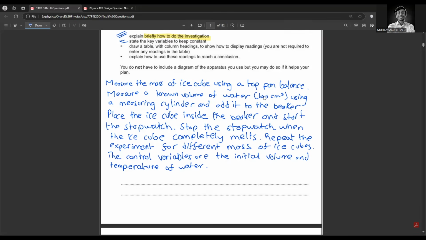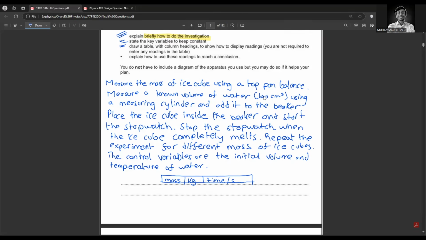Now you have to draw a table. Let's draw a table. What is so difficult in this? What headings will you put? You will say mass of ice cube slash mass slash kg, and in the second column time slash seconds. Third point also gets catered out. Let's move on to the last point.